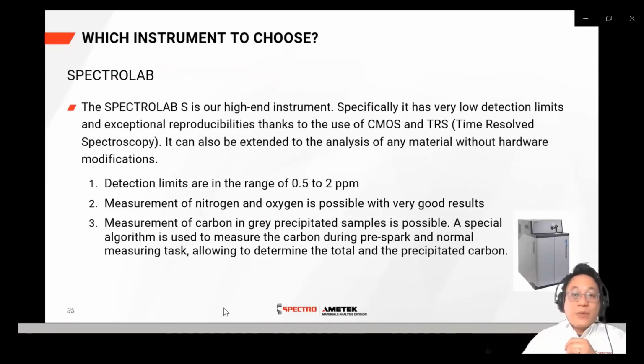Now, the SpectroLab S, our flagship instrument with extremely low detection limits and exceptional precision of analysis due to the CMOS detectors and the ability to do time-resolved spectroscopy. With our optical design, we extend the UV range as well and can analyze gases like oxygen with excellent results. We can measure gray iron for carbon content very well, allowing us to determine both total and precipitated carbon with our special FE25 algorithm.